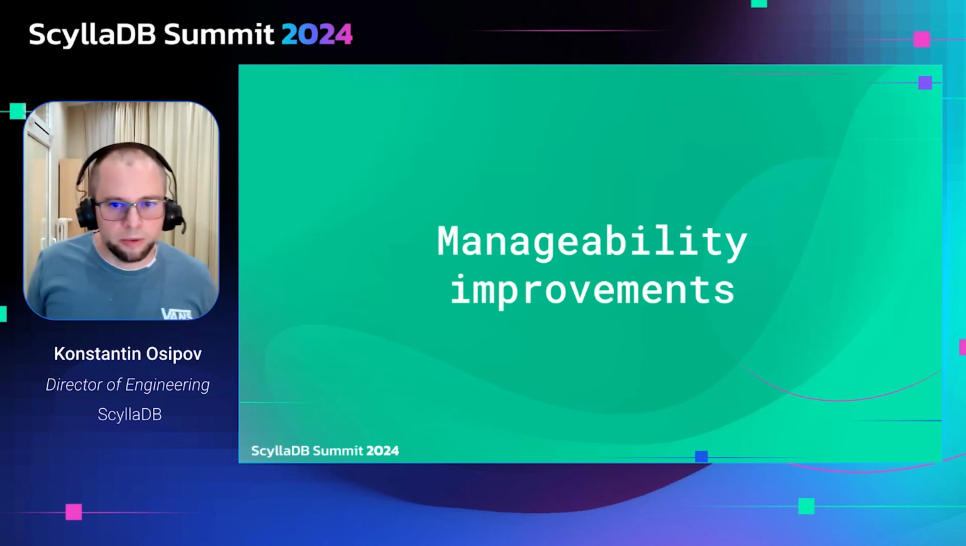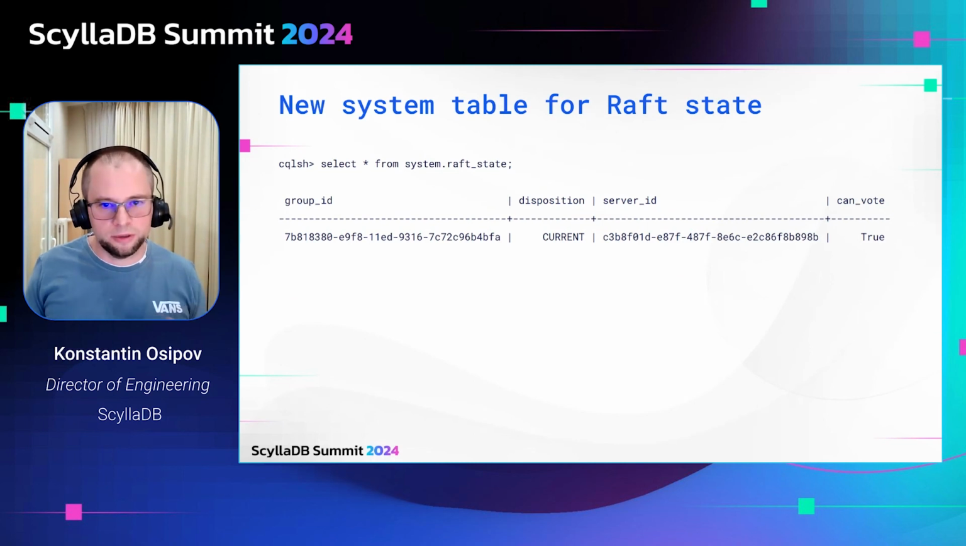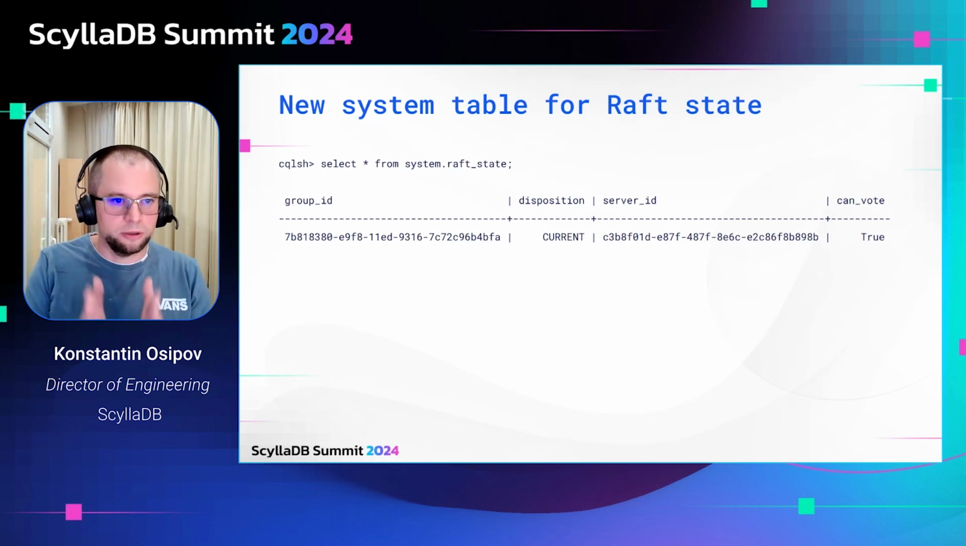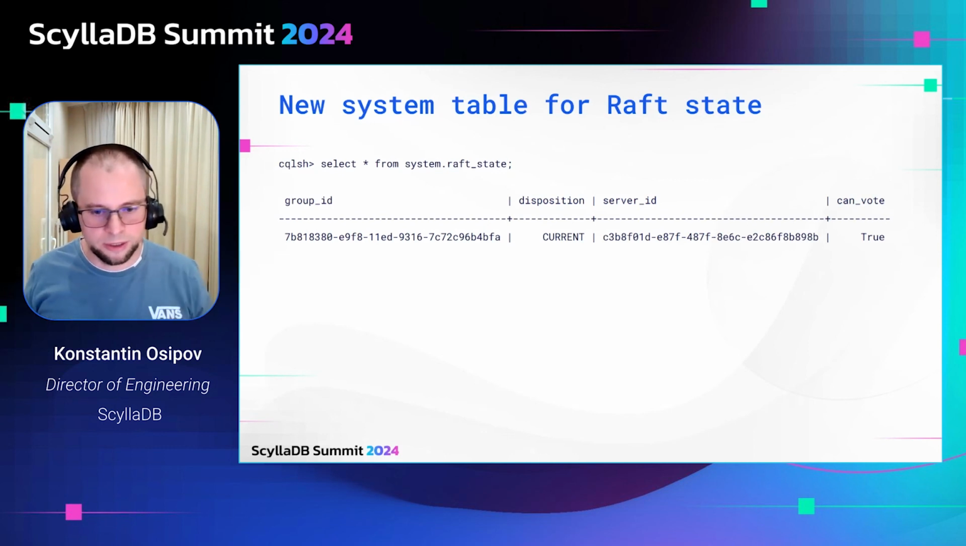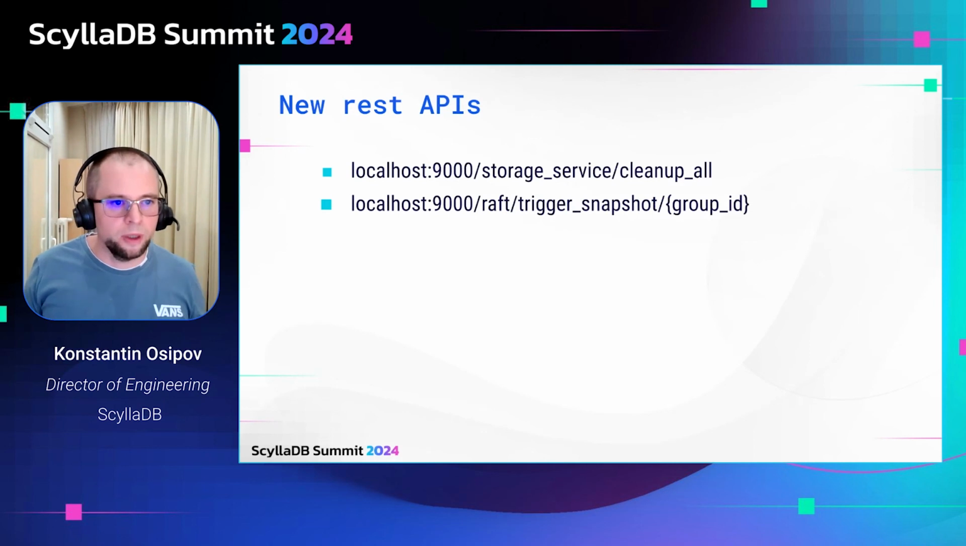I want to conclude my talk with a bunch of manageability improvements that we've made. We provided new system tables for inspection of the Raft state. This information is mainly useful when troubleshooting and allows you to learn whether the node is in a good state, whether it has a group ID, whether it has finished bootstrapping because it can vote. It's an indicator that it has finished bootstrapping. We added a couple of REST APIs to manually trigger some of the internal operations. It is also mainly useful for troubleshooting.